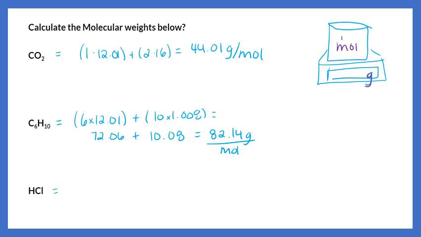And now let's do HCl. We have 1 times hydrogen's weight plus 1 times chlorine's weight, which equals 35.45 plus 1.008, 36.46 grams per mole. Okay. If you do not know how to calculate molecular weights, or this page is so confusing to you, please raise your hand, okay, and have me come over and explain each one. If you're feeling confident, you can move on.